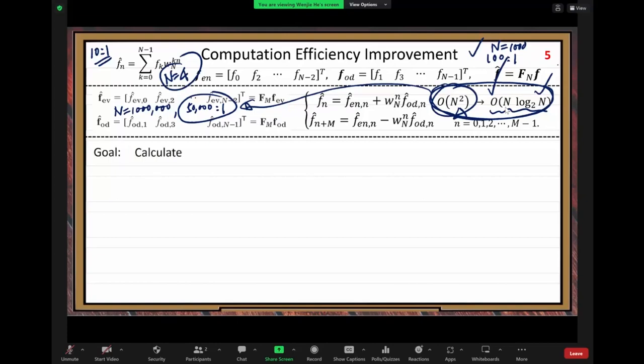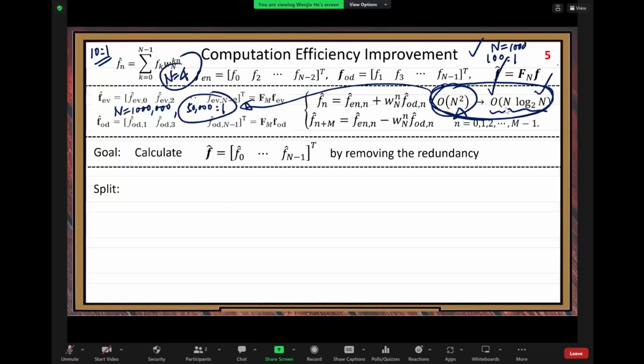The goal is to calculate this vector, the frequency vector. Remember, we call it the frequency spectrum. Here we write it in vector format. And we want to remove redundancy, as I mentioned. What kind of redundancy? Later, when I talk about the formulas, you will see the redundancy. Okay? All right.